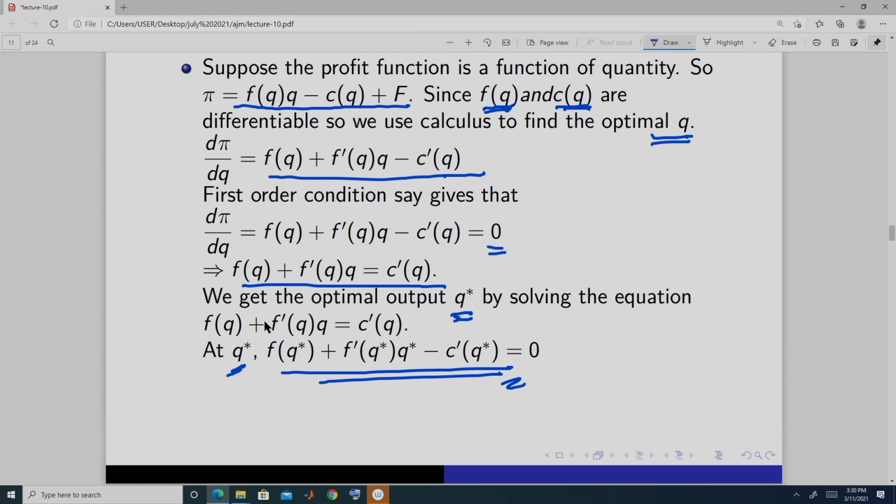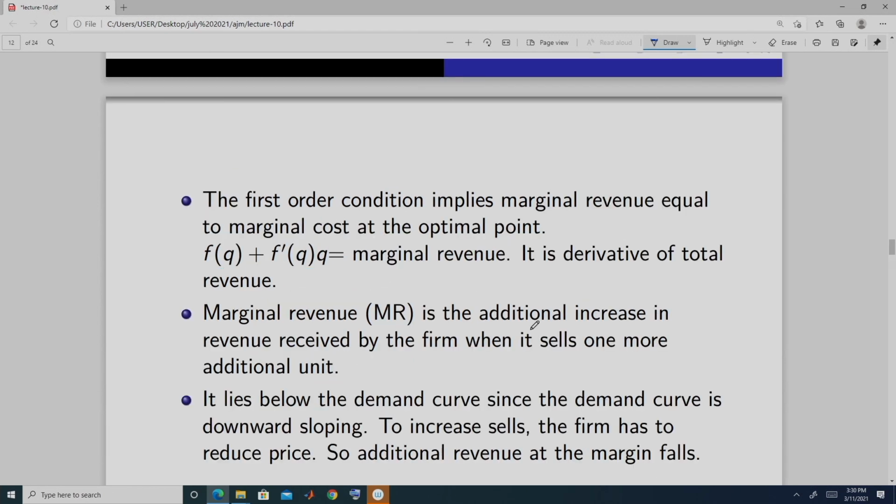Okay. Now, here you will see what this portion is. If you look at this, this is actually something called the marginal revenue. So, the first order condition says that marginal revenue, the first order condition is what? Is this.